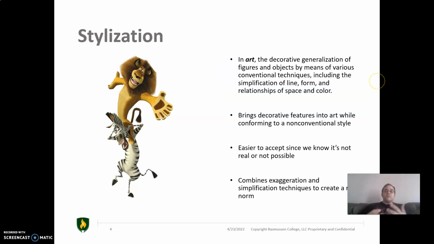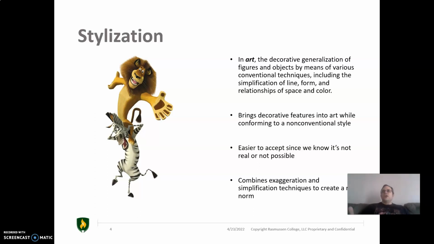Now, stylization is a little bit different. In art, it's the decorative generalization of figures and objects by means of various conventional techniques, and this includes the simplification of lines, forms, and relationships of space and color. This brings decorative features into art and conforms them to a non-conventional style, and it's easier to accept since we know it's not real or possible. That's why when we look at cartoons and see these characters talking, we know it's not real, so we accept it easier. Like, oh yeah, talking zebra, that makes complete sense, right?